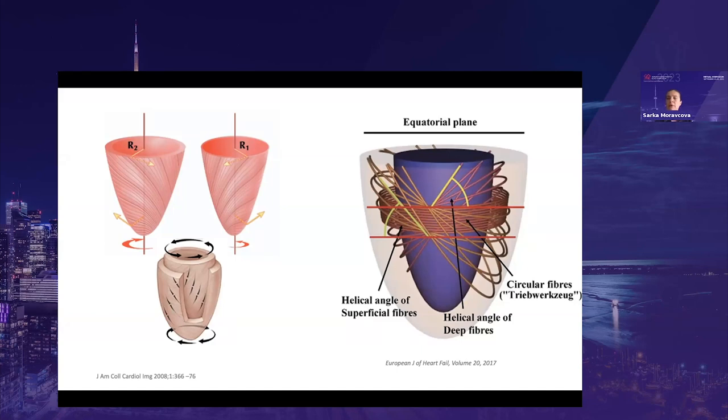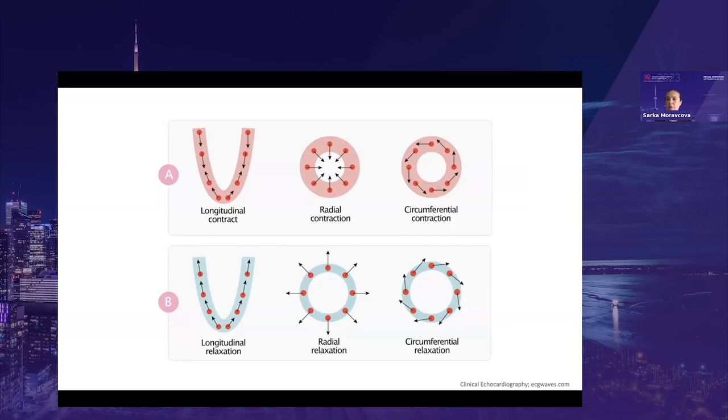The mathematical models which studied the function of the left ventricle show that this counter-directional orientation of fibers is energetically efficient and necessary for the uniform function of the myocardium and distribution of stress on the heart. The helical arrangement causes twisting in systole and untwisting in diastole with a suction effect. So these are diagrams of the myocardial motion we can actually visually appreciate: the longitudinal contraction, radial contraction, and circumferential contraction.